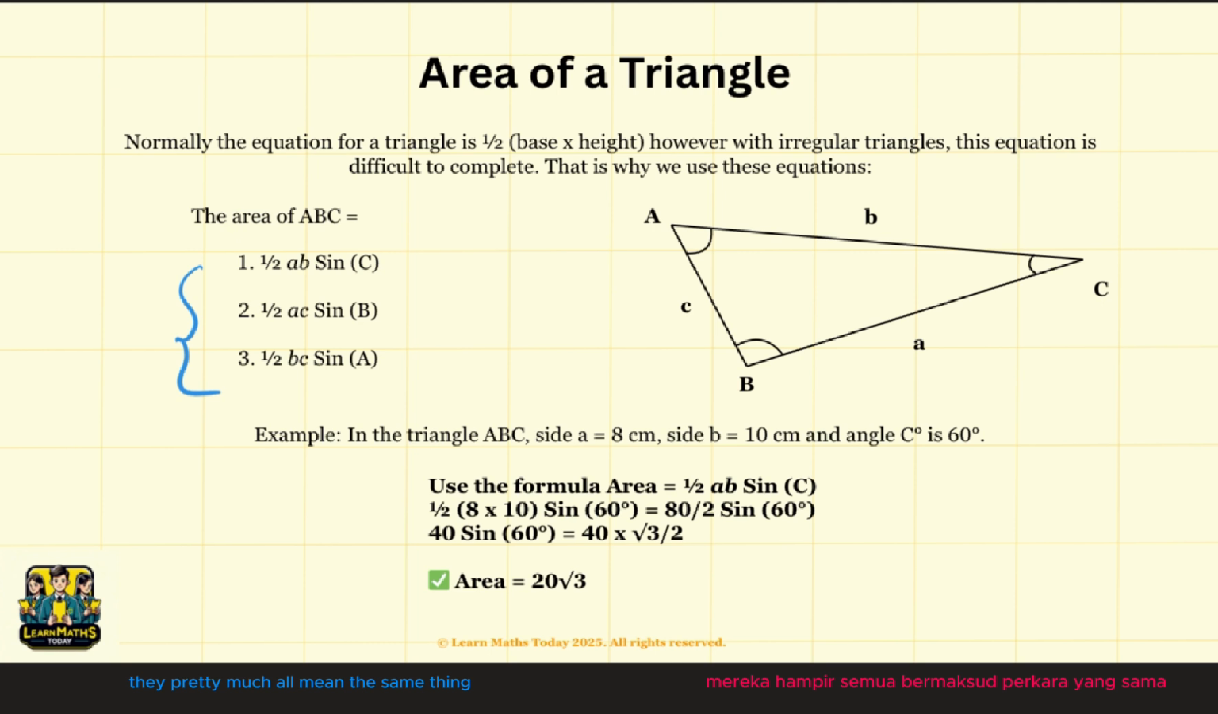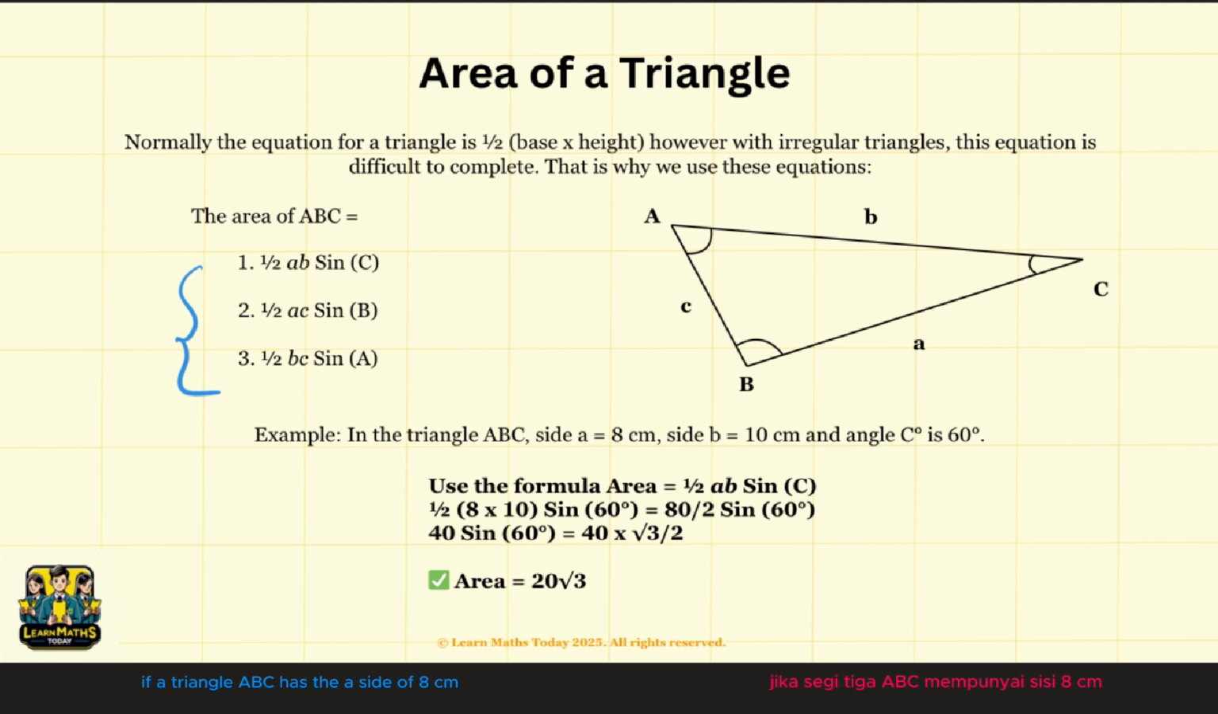They pretty much all mean the same thing, but they're just configured differently in case you needed help looking at it. So it's 1/2 AB times sine of C, 1/2 AC times sine of B, or 1/2 BC times sine of A. And depending on what combination of values you have, you can use one of these equations to determine what the area of your specific triangle is. Now, it will make more sense with an example.